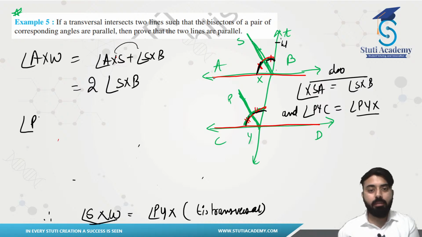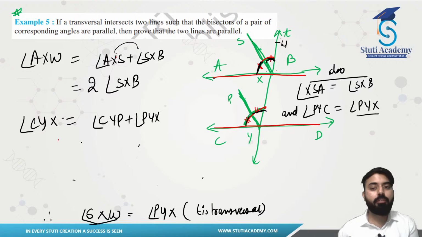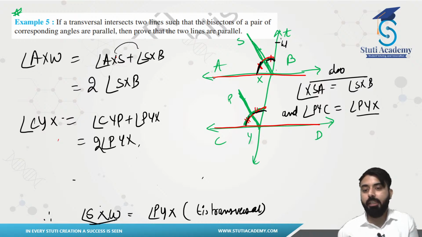Similarly, angle CYX, that will be what? That will be equal to angle CYP plus angle PYX. Both of them are equal themselves. So can I say twice of angle PYX, and I know SXW is equal to PYX, so that means they are both equal themselves. So angle CYX is equal to what?